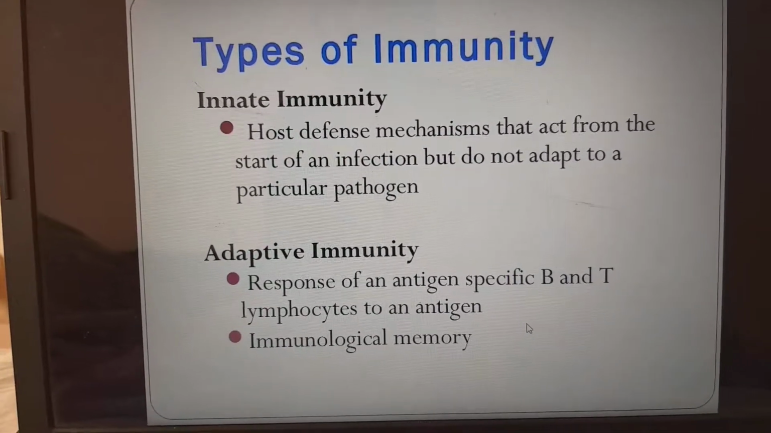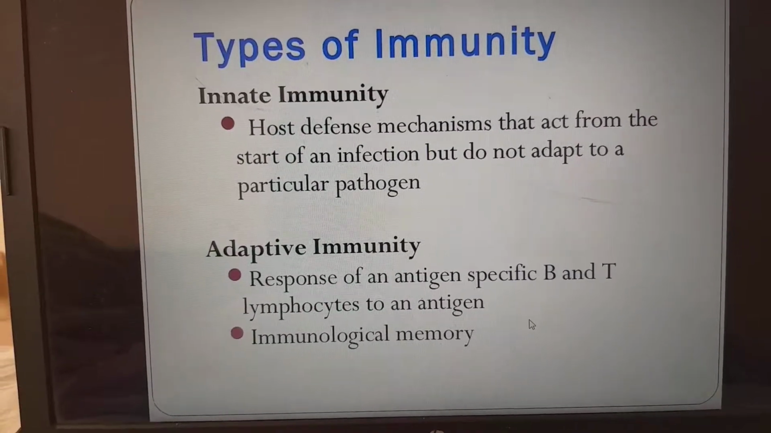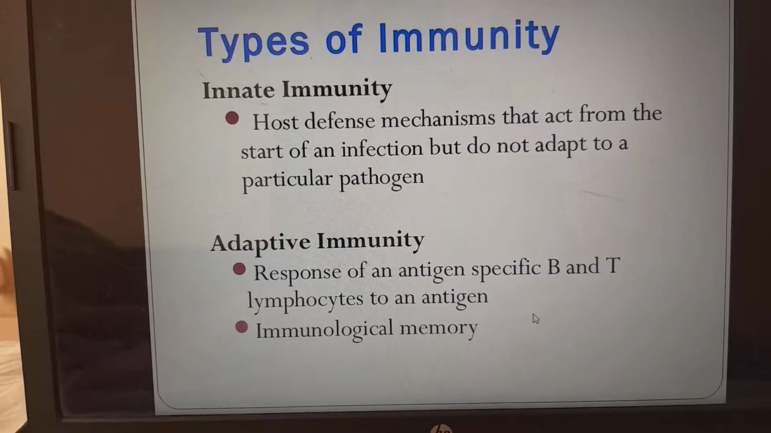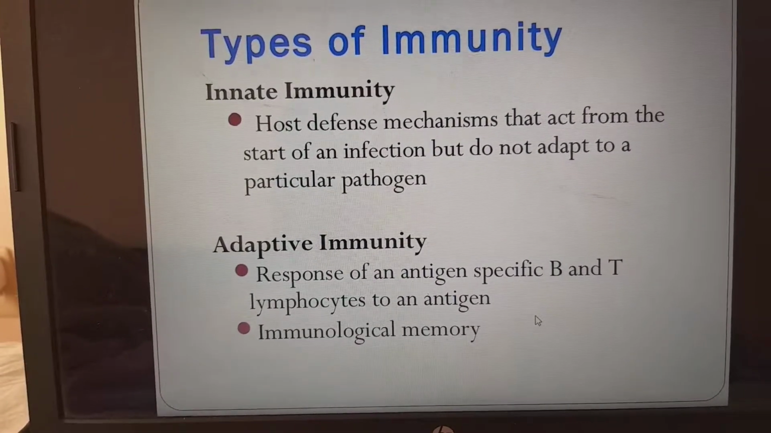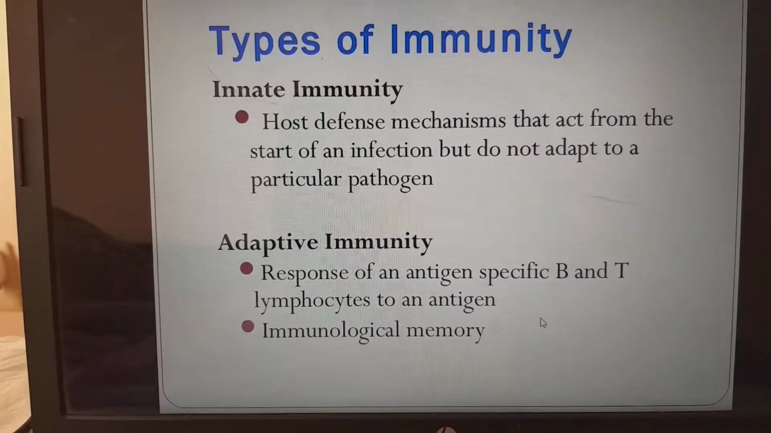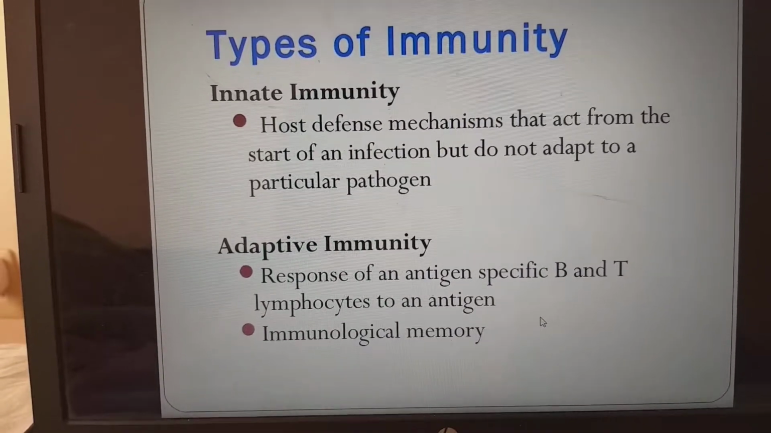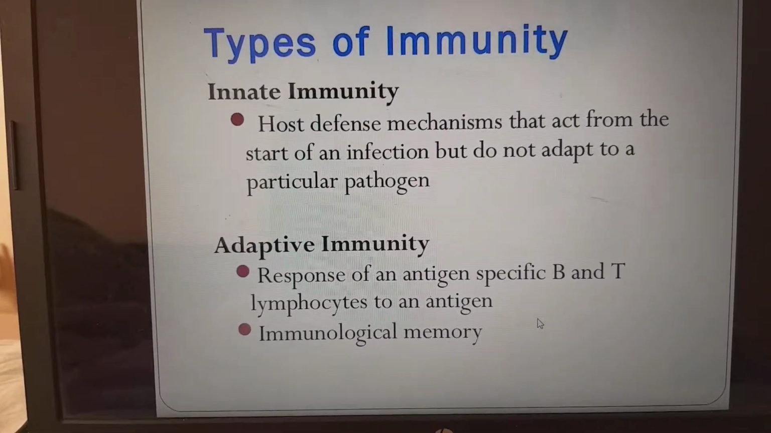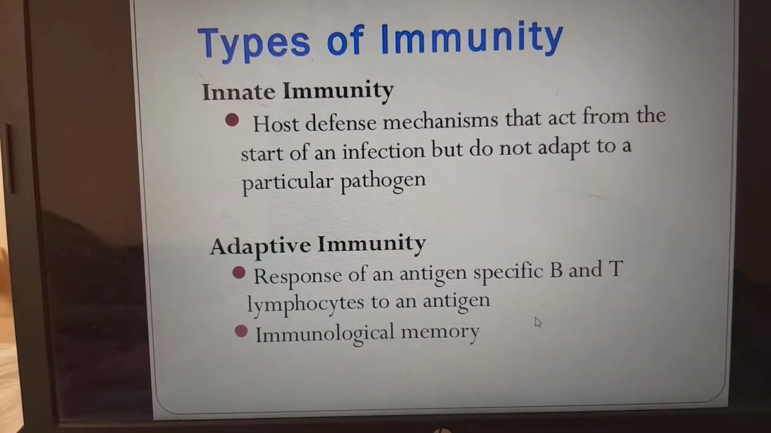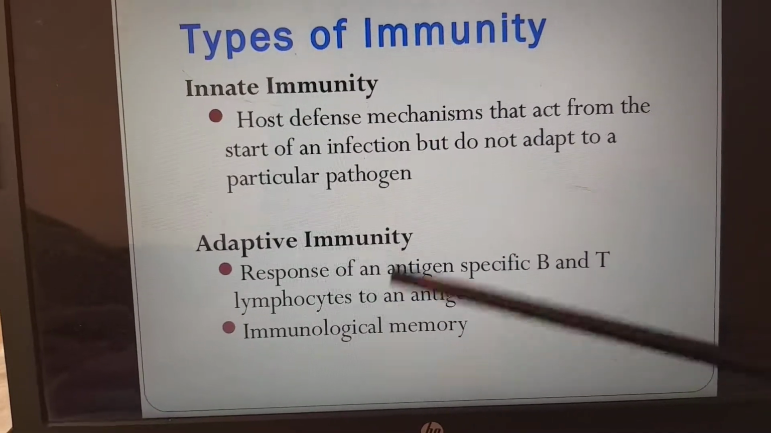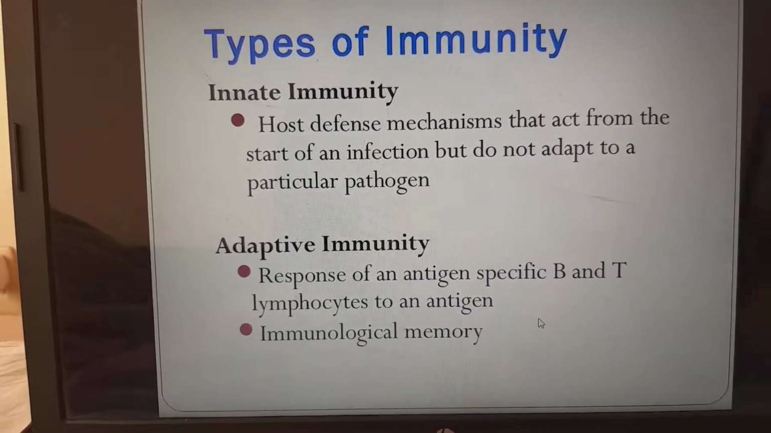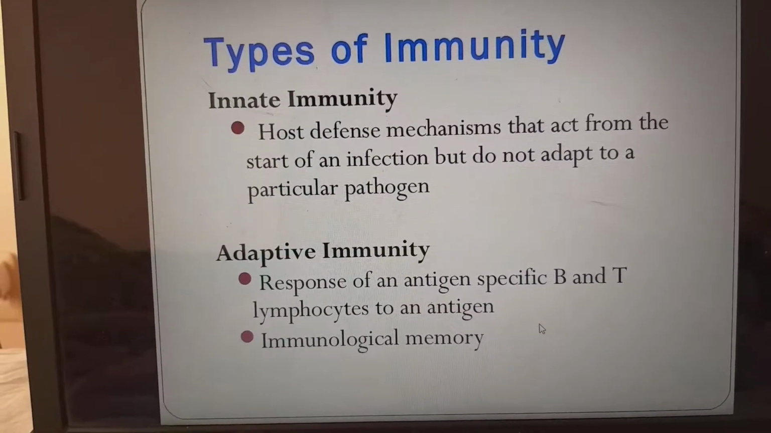Next, adaptive immunity: the response of antigen-specific B and T lymphocytes to an antigen, with immunological memory. For example, initially we are attacked with smallpox, and smallpox antibodies are not present in our body. So, smallpox antibodies are generated in our body with the first infection. Later, if we are exposed to smallpox again, we will not be affected because of this immunological memory by B and T lymphocytes. So, we call this adaptive immunity. It is developed specific to the pathogen, specific to the bacteria or virus.